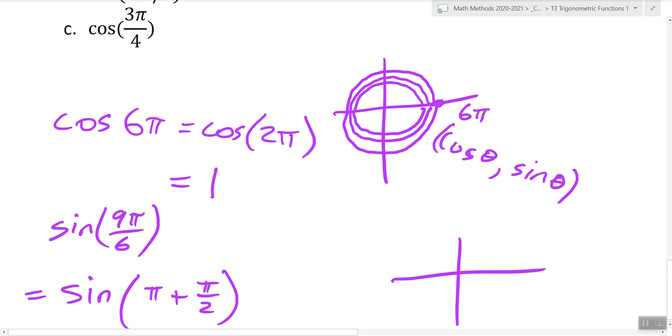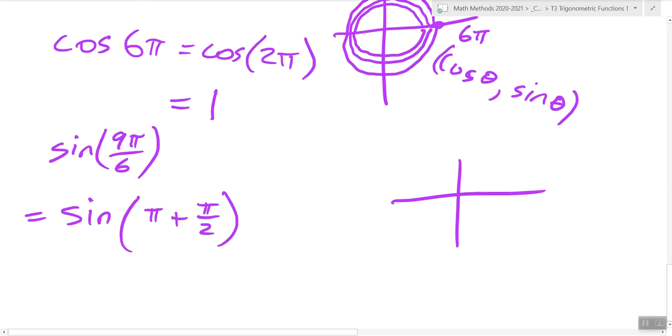So I've gone around, draw a new circle. I've gone around pi, remember pi is half the circle, and then I've gone around a quarter. So I'm at that point in the unit circle. So we're doing sine, so is it x or y? It's y, so what's the y value at this point? It's -1. Okay?